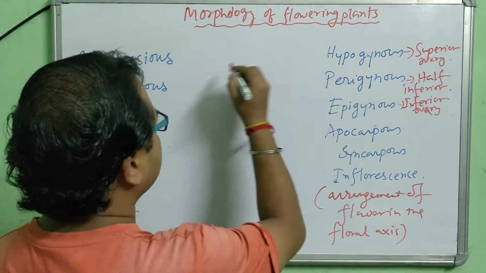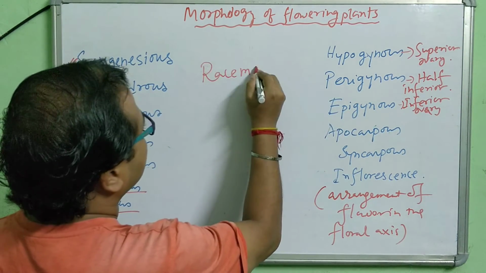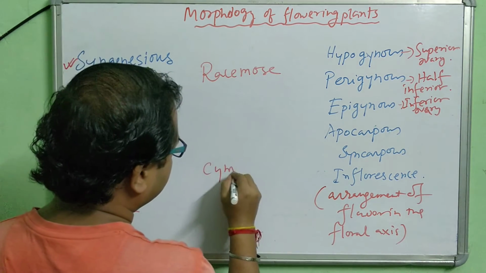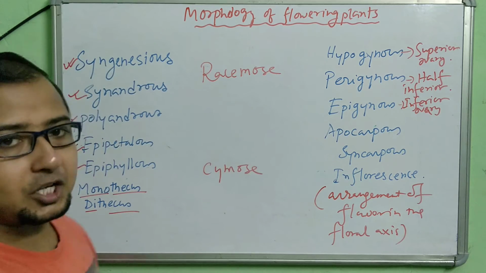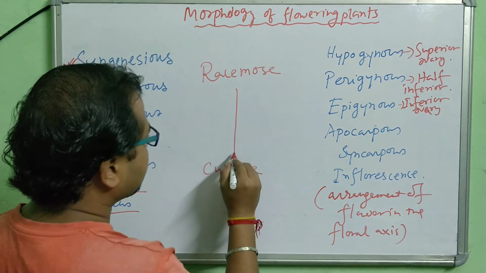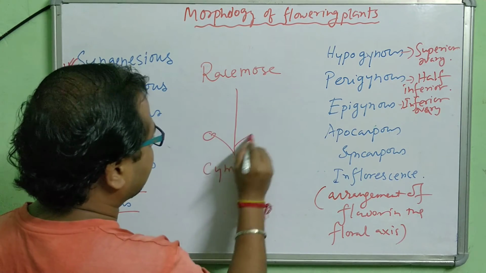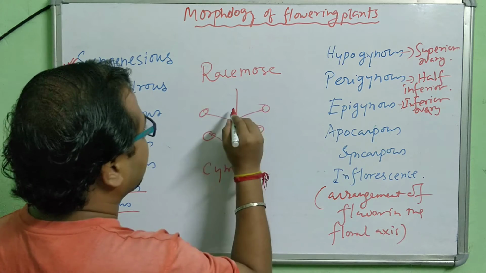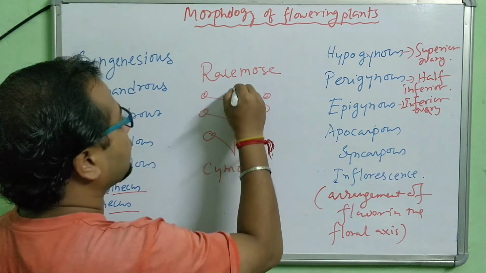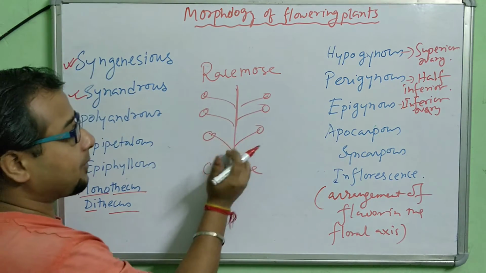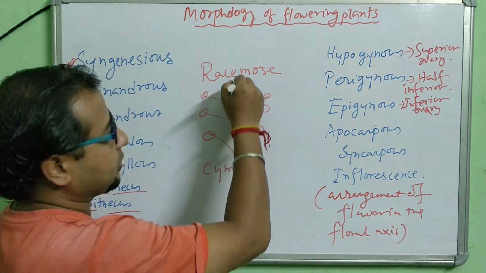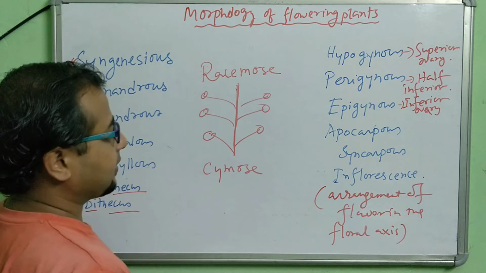There are two types of inflorescence there. One is racemose, another is cymose. Two types of arrangement of flowers. In case of racemose, the flowers develop laterally from the floral axis, and the main floral axis continues to grow. All the flowers develop laterally from the floral axis, and the main floral axis keeps on growing upward. This is the racemose flower.